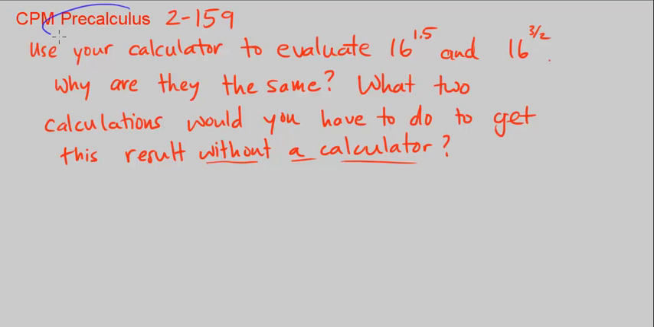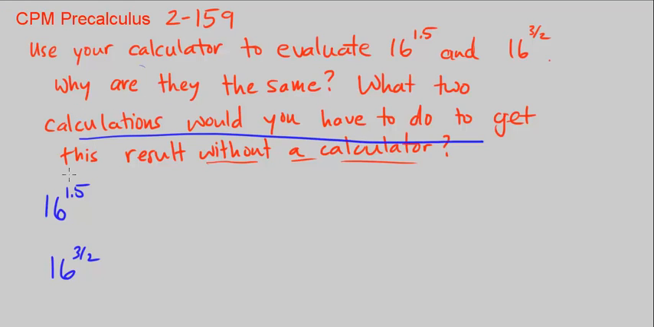This is CPM Precalculus, Chapter 2, number 159. So use your calculator to evaluate 16 to the power of 1.5 and 16 to the power of 3/2. Okay, so let's use our calculators to do that. Why are they the same? What two calculations do you have to do to get the result without a calculator?